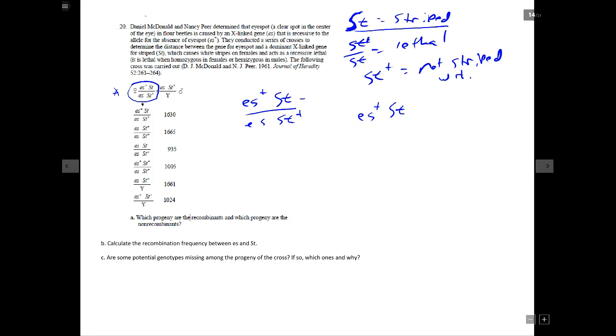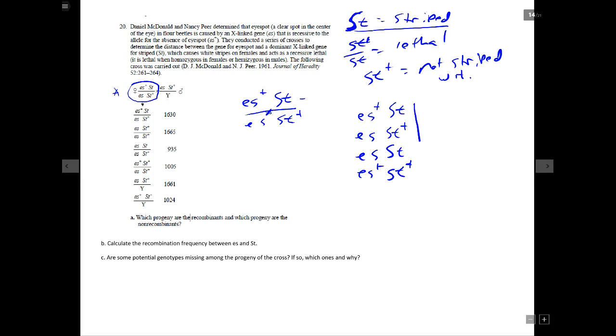So this is going to be a parental, because it's like that. This is going to be a parental. So it's like that. We can get this. These are the types of gametes we can get. So that's a crossover here with ES and ST. And this guy is ES plus and big ST plus. So that's what's happening in our females.